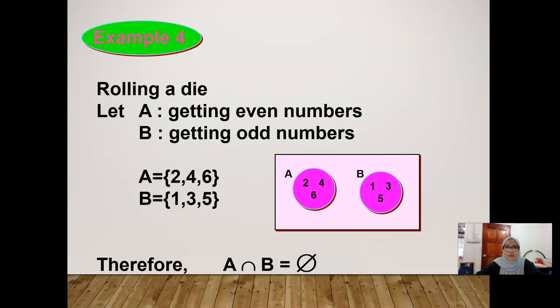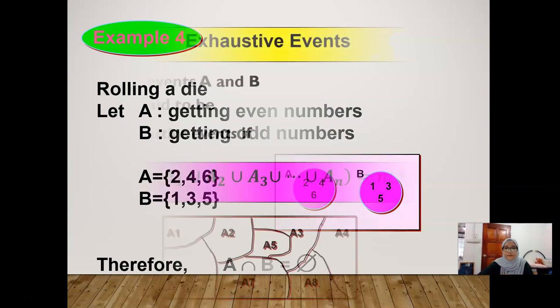Okay, so we give you an example, rolling a dice again. A is getting an even number, B is getting an odd number. So A and B are two events that will not overlap at all. So we can say that event A and event B are mutually exclusive.